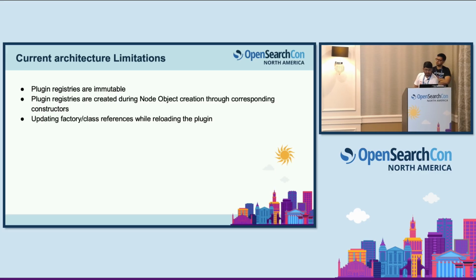Then there are plugin registries. These are the methods to load the plugin, to load the classes into the JVM, or to extract the components of a plugin. These are all called during the corresponding class constructors. And then, lastly, updating factories or class references by reloading the plugin. This means, let's say I have a plugin already installed on my OpenSearch cluster, and I want to update the implementation of, let's say, one of the components, right?